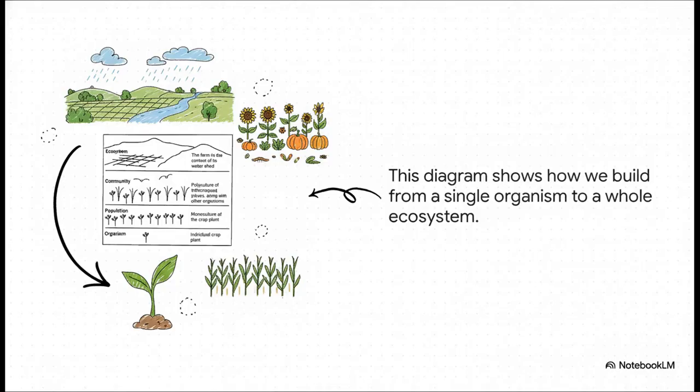This diagram here really lays it all out perfectly. We start small with the individual organism. A bunch of those together form a population. Then all the interacting populations make up a community. And finally, when you combine that living community with its non-living or abiotic physical environment, the soil, the water, the climate, that's when you have the complete agroecosystem.